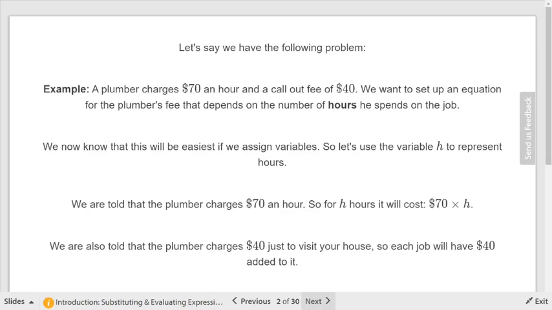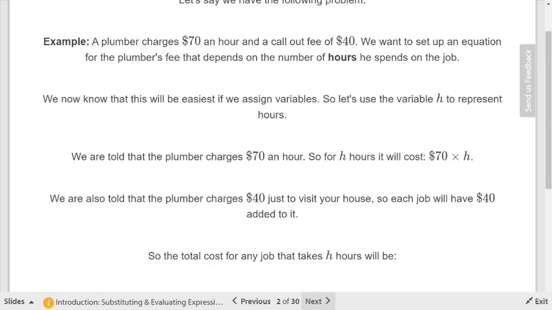So let's use H to represent hours. Make sense? Okay. And we're told that he charges $70 per hour. So that's $70 per hour means $70 times the number of hours he works, right? So that's where they're getting the 70 times H. Do we know how many hours he worked? Nope. Okay, so we're just going to use H.